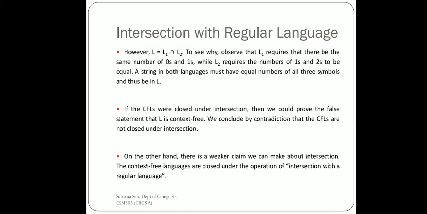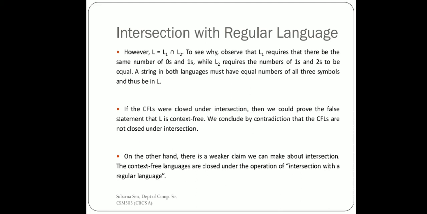On the other hand, there is a weaker claim we can make about intersection. The context-free languages are closed under the operation of intersection with a regular language. So what is the meaning of it? If we move in this path, we have assumed L1 as containing an equal number of zeros and ones, and L2 containing an equal number of ones and twos. So easily you can see that the intersection of these two will be an equal number of zeros, ones and twos. So is this a context-free language? No, not at all, because using a PDA we cannot compare three, right? It is possible to compare two only.